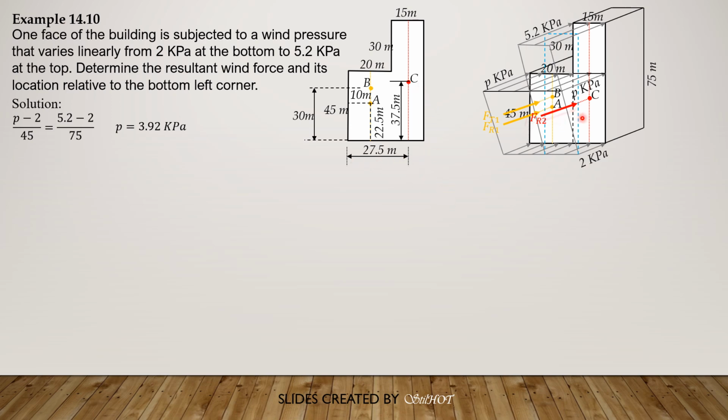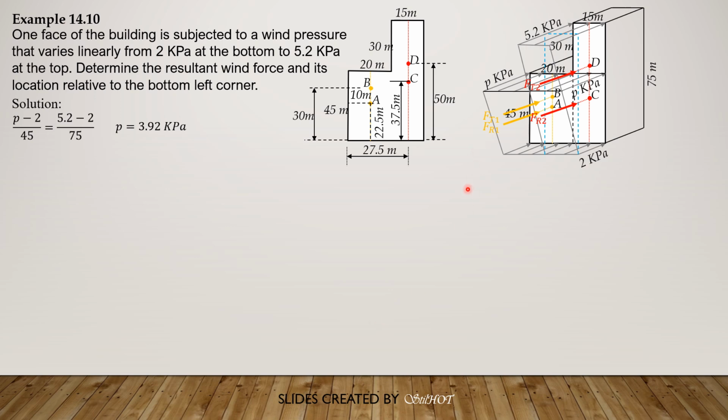And finally, F triangle 2, which is above somewhere here. Let's call the point of intersection with the wall D. Then it is acting 27.5 horizontally from this bottom left corner and 2/3 of 75, or 50 meters, above the bottom. So 50 is 2/3 of 75 because that's triangular.